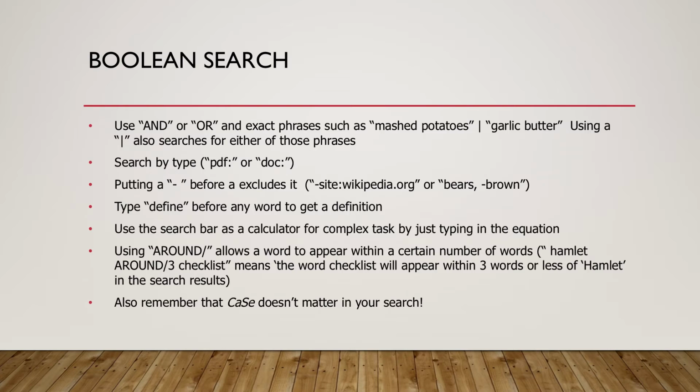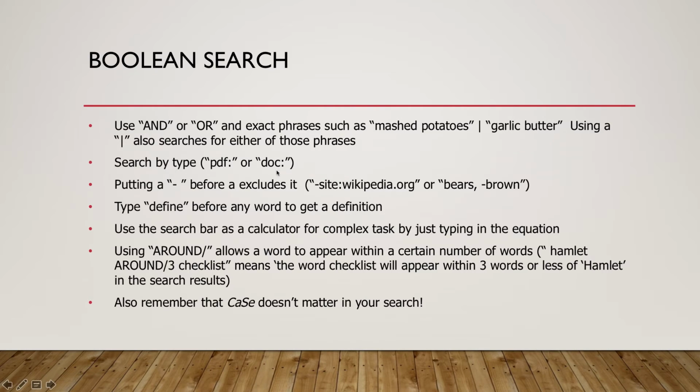And here are some different tips for Boolean searches. So making sure that you can use the AND, OR, in order to do exact phrases, or you can use quotation marks for mashed potatoes or garlic butter. And using the key that's usually located right above your return key, I think that's the slash or the backslash, if you hit shift, you can search for both of those terms.